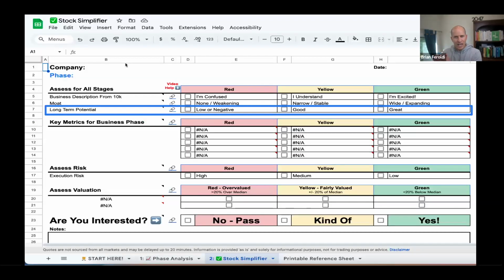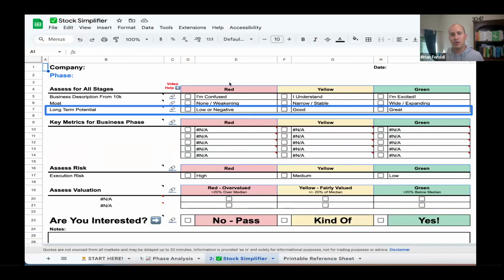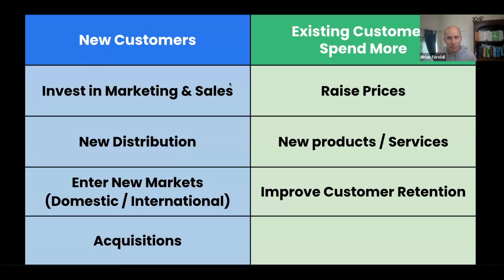All right, up next, long-term potential. Does Apple have growth potential? We already seen that Apple's growth over the last couple of years has been fairly meager. Is there reasons to believe that this number can go higher? Now, how do companies grow? There's only two ways. One, you get new customers. Two, you get the customers you have to spend more money.